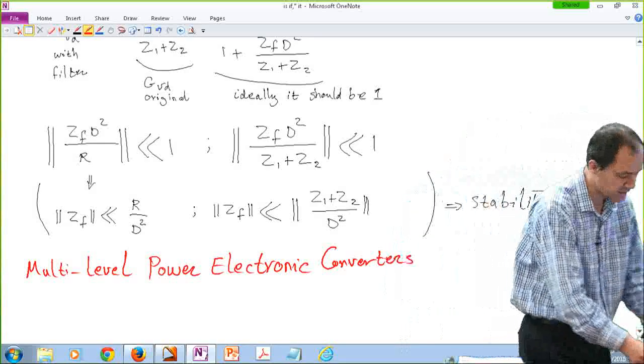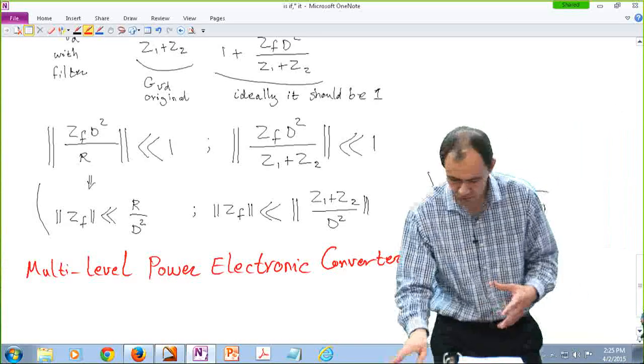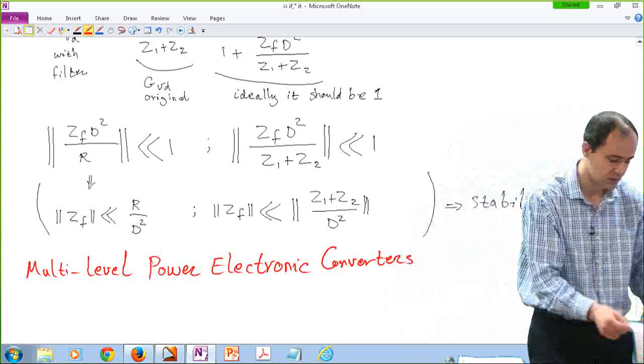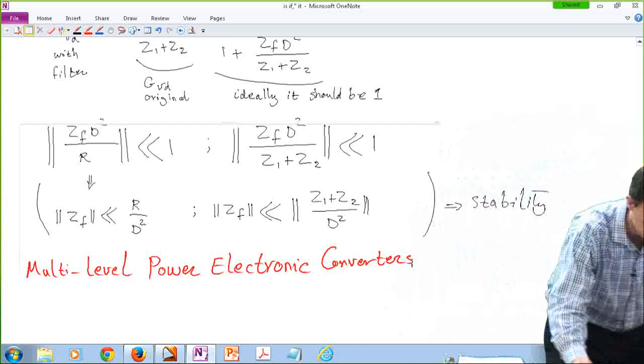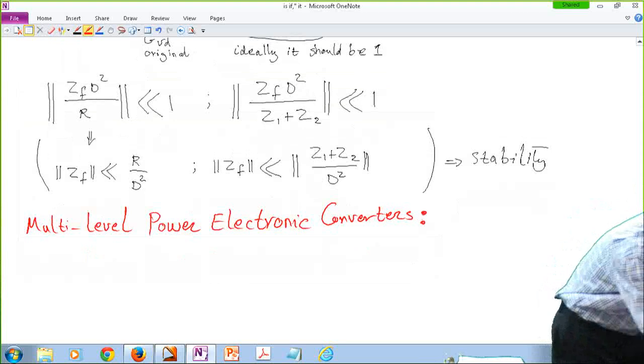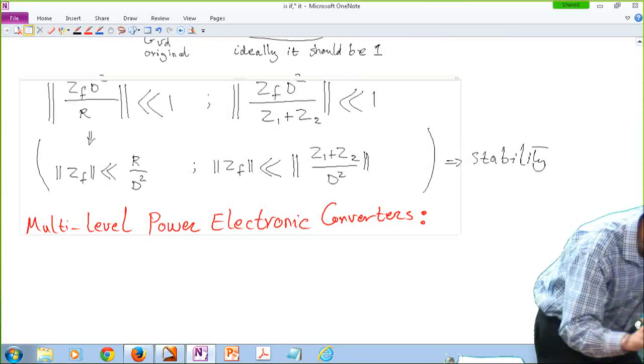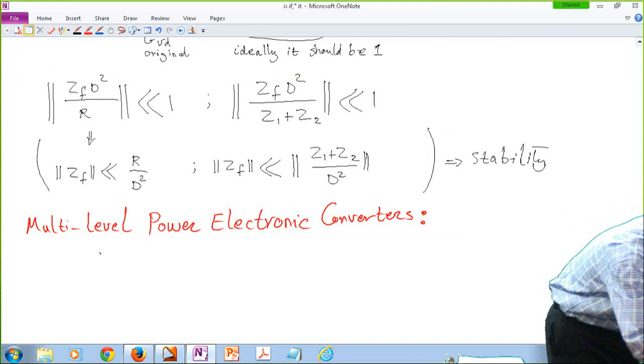I'm going to explain the advantages now, but since you haven't seen the converters, you don't really know what I'm talking about unless we see a bunch of these converters. So let me just have a little bit of a table over here.